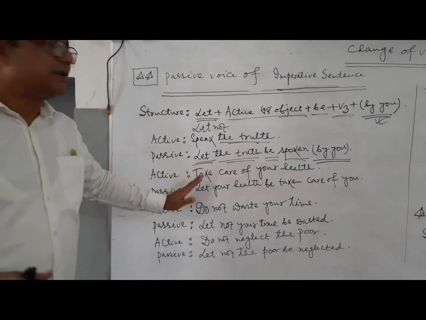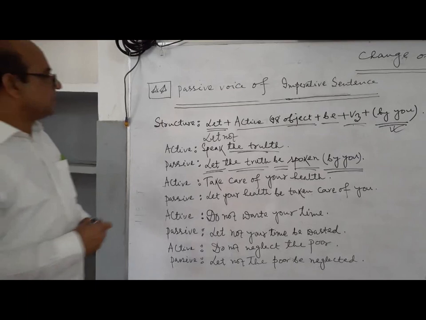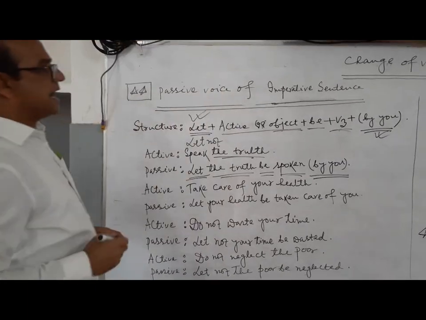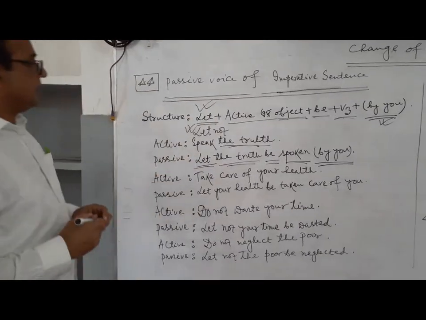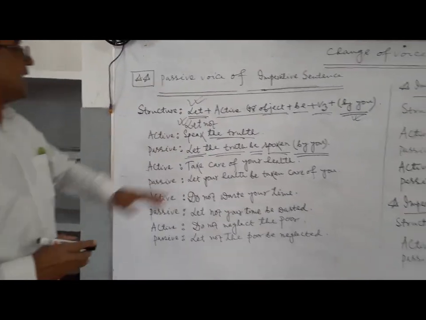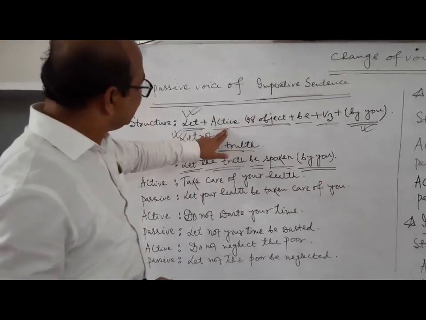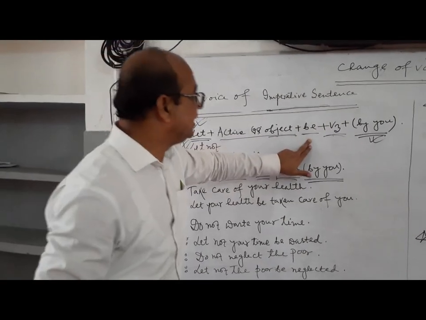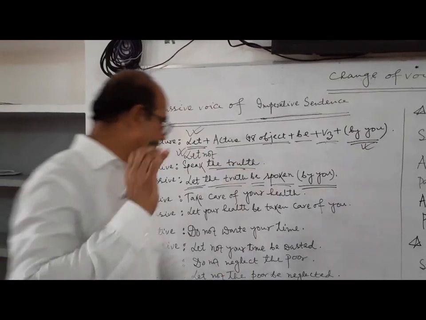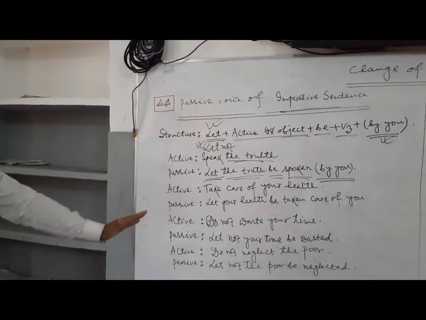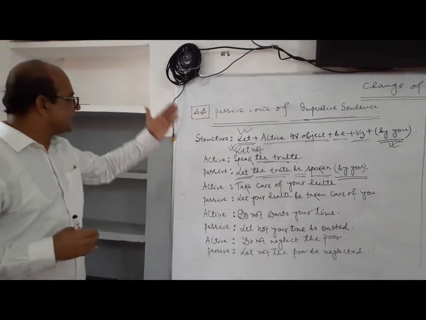So you may find it in affirmative mode and in negative mode. If you find it in affirmative mode, you will just write let, and if you find it in negative mode, you will write let not at first. Then the object of active voice and be V3 and by you. You can use it or not. I think in this way you can practice at home. If you wish, I can repeat it.